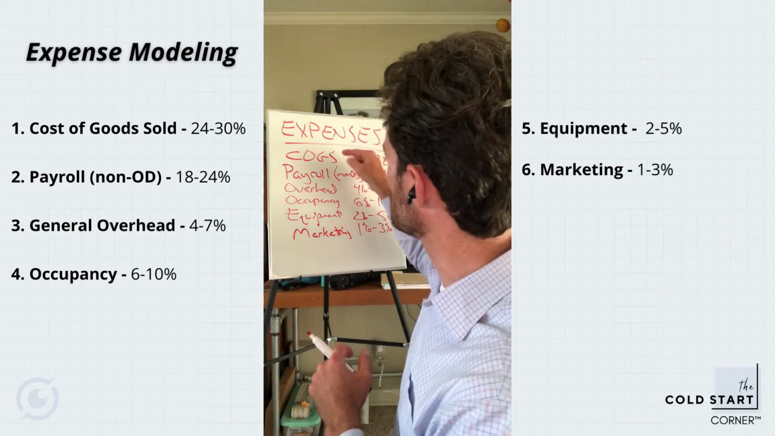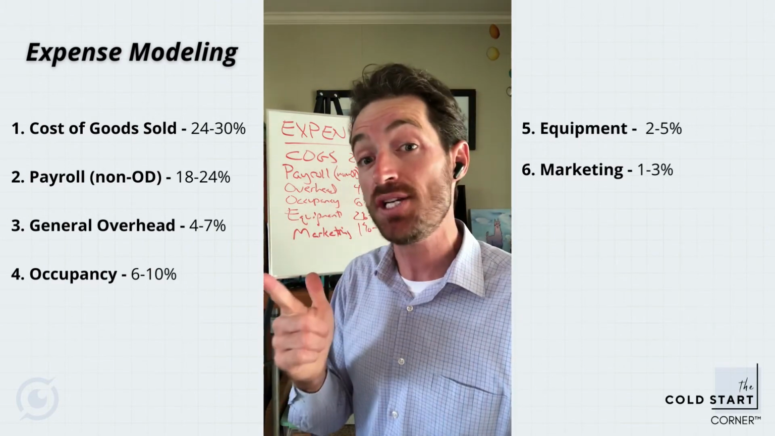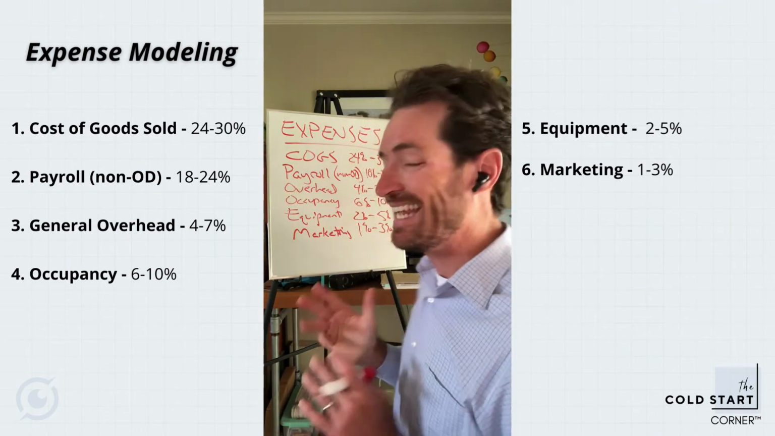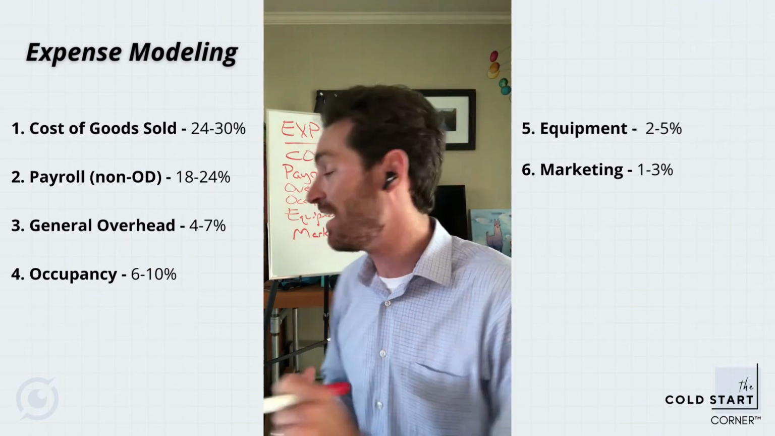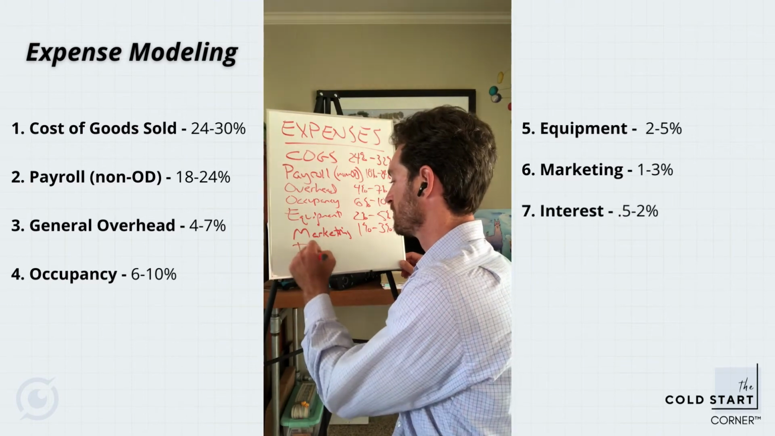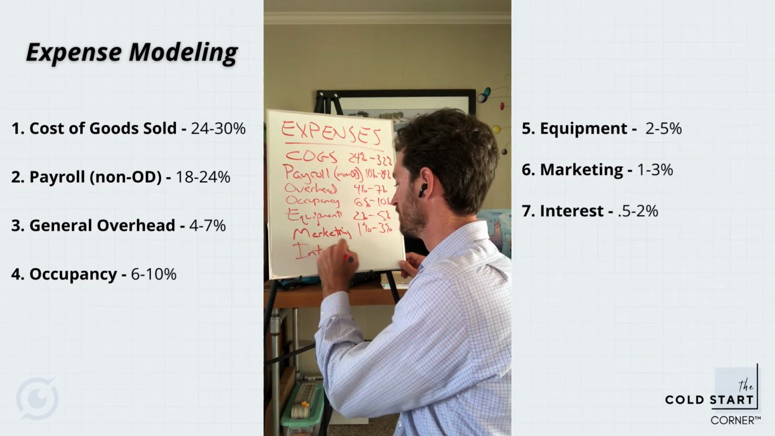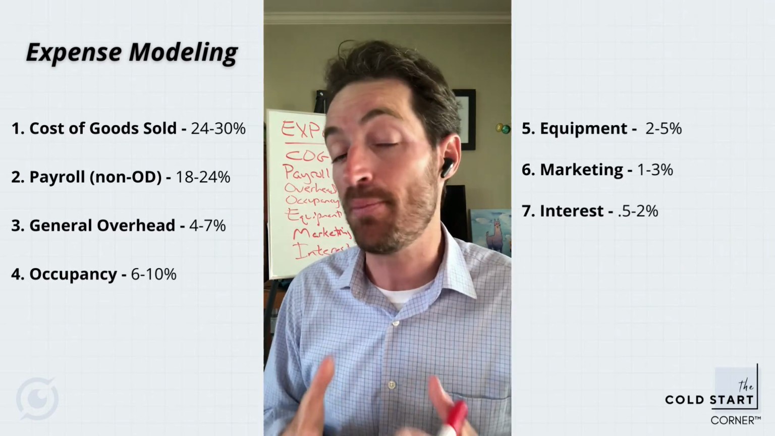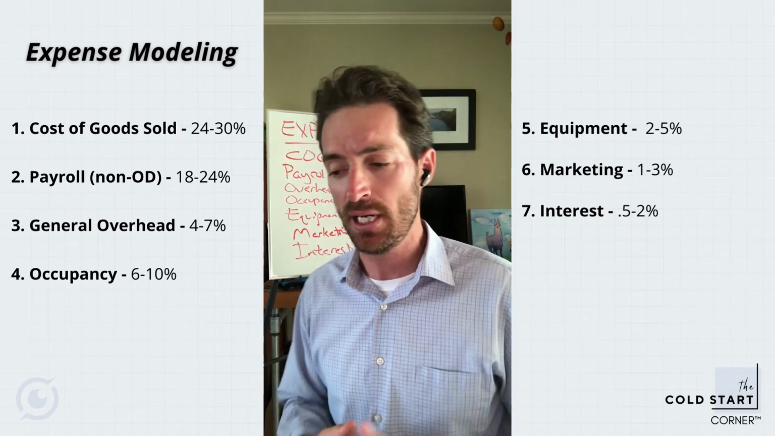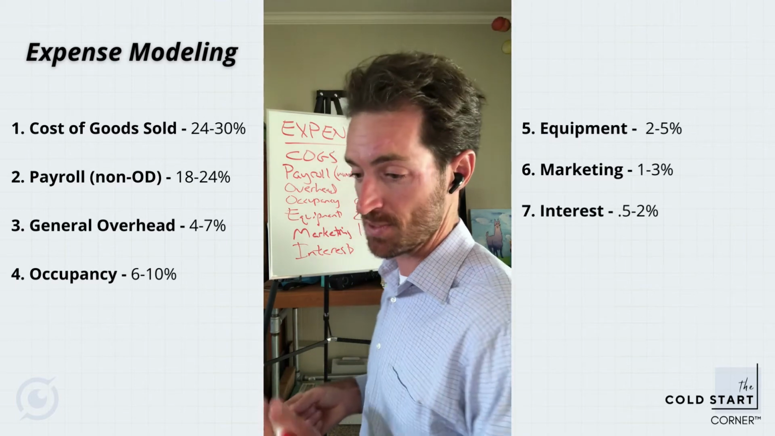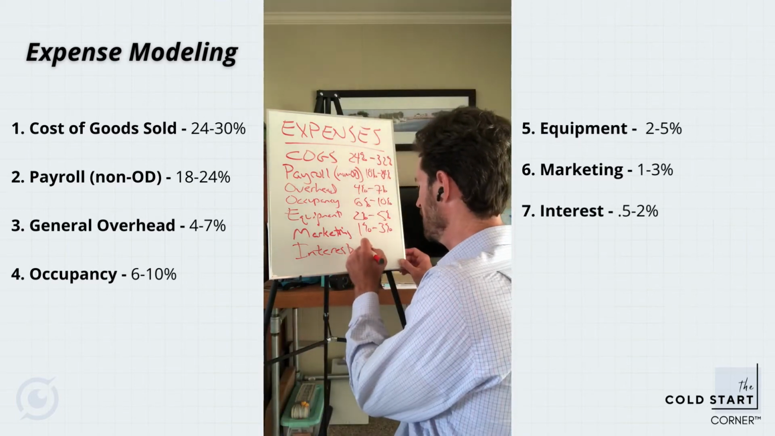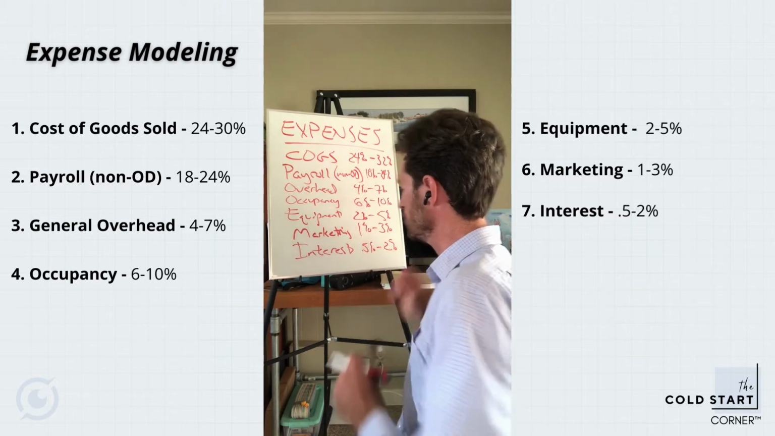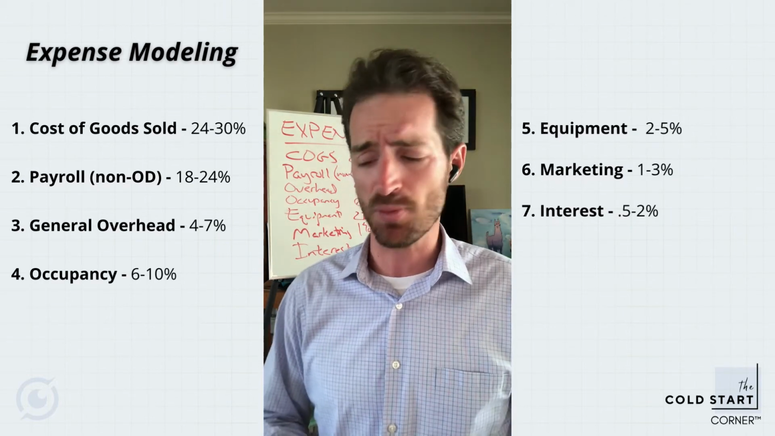So moving along here, we touched on cost of goods sold. We've touched on your non-doctor payroll, your general overhead, your occupancy, equipment, marketing, and now interest. And this too will vary depending on where you are in practice life cycle, also to what degree you're financing various investments from the practice. So this will hover from perhaps a few tenths to a couple hundred basis points.